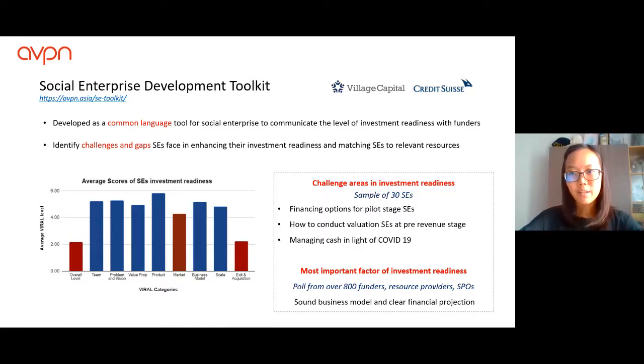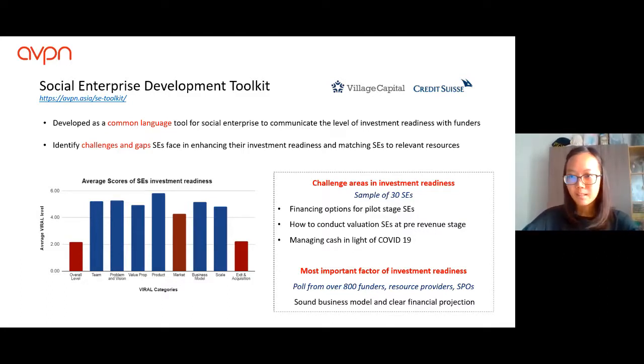And what we have observed is that one of the challenge areas commonly cited by funders and social enterprises is the lack of a common language to assess how investment ready a social enterprise is. In response to this, the Social Enterprise Development Toolkit was launched last year, a joint collaboration between AVPN and our members to help develop this common language framework for investment readiness. Most of you who registered for this webinar might have had the chance to take the online Toolkit questionnaire, where your enterprise would be assessed based on your investment readiness level across 8 business verticals, which are important factors that funders typically use to evaluate how investment ready an enterprise is. With this toolkit, we have also identified resources that the team has mapped to help SEs scale.